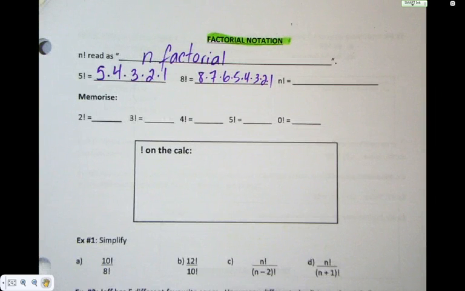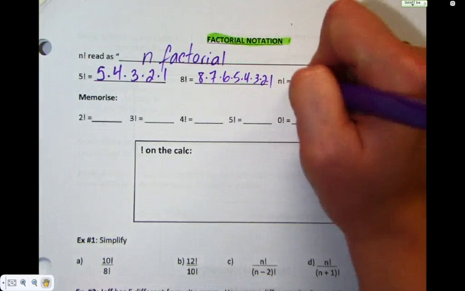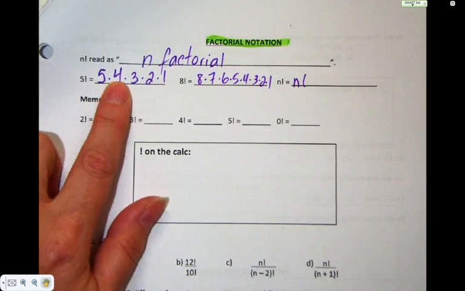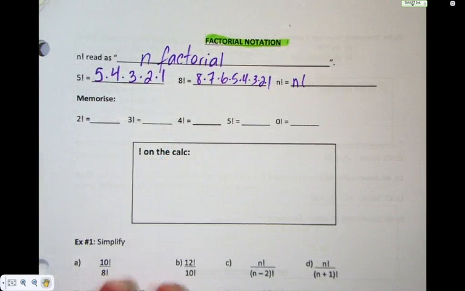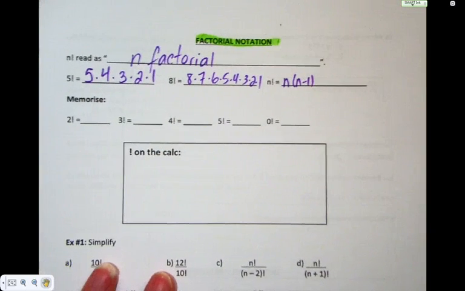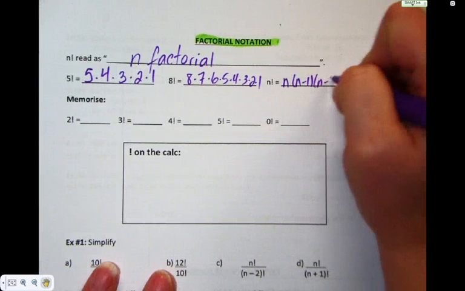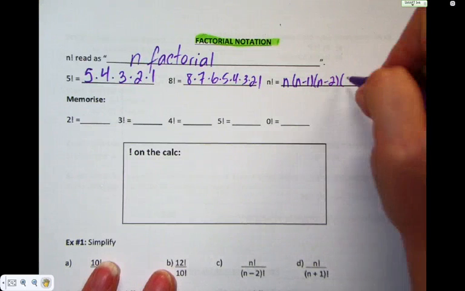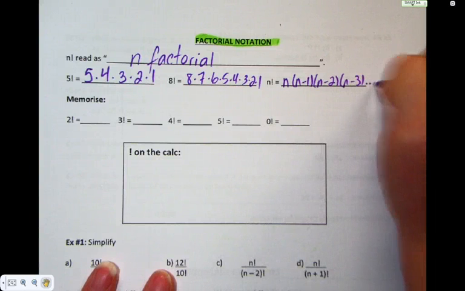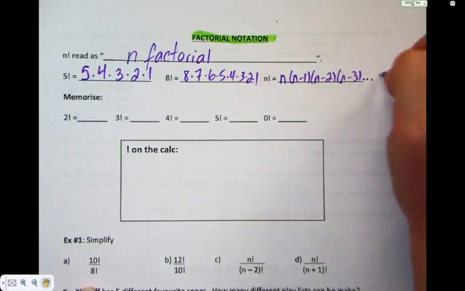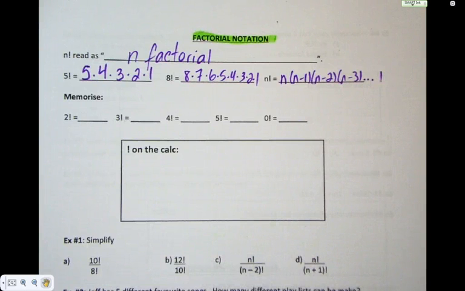What does N factorial mean? N times, well, how did we go from 5 to 4, from 8 to 7? Minus 1, so N minus 1 times N minus 2 times N minus 3, and we keep doing this all the way till we get down to 1. That's all it means, is take the number and keep subtracting 1 until you get down to 1, then multiply it all. It's just a fast way to write all those numbers multiplied out because mathematicians are lazy people.